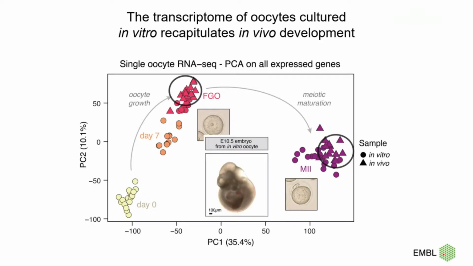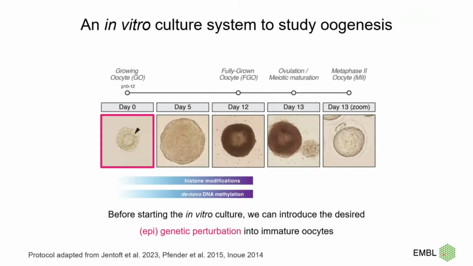And these oocytes are also developmentally competent, because when you fertilize them and implant them into foster mothers, they give rise to embryos. And for me, for my specific purpose, the great advantage of this system is that at day 0, we can actually manipulate the oocyte and introduce the epigenetic perturbation of interest.